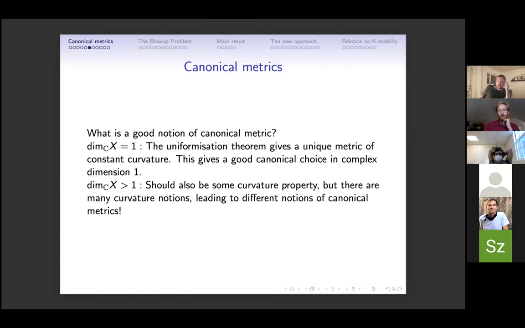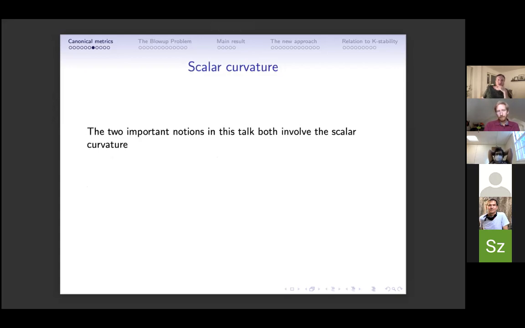So instead of surveying all the different kinds of notions you could come up with, I'll just jump straight to the ones that will be relevant for this talk. And both of the ones that I'm talking about today involve the scalar curvature. So from the Riemannian metric, you get the curvature tensor. And if you average that a couple of times, you get a function on the manifold, the scalar curvature function.